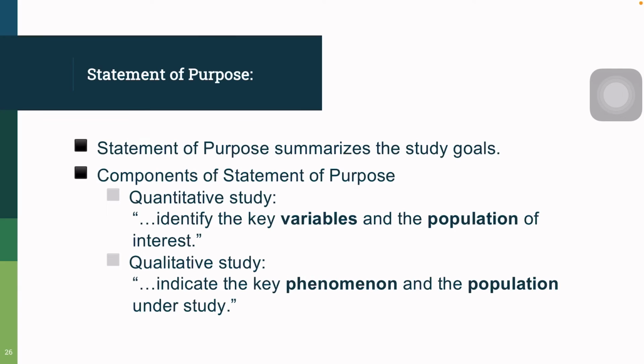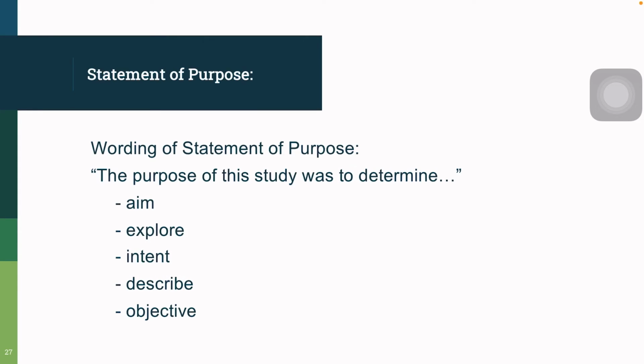It is easy to identify, as what I have mentioned a while ago, because you'll be using words such as the purpose of the study is to, or the aim of the study is to, and the objectives of the study is to. Now, these words are used explicitly. That is why it's easy for you to identify and make a statement of purpose. Now, wording for statement of purpose, as what I have mentioned, you can have the purpose of this study is to determine, or the aim of the study, or the purpose of this study is to explore, or the purpose of the study is to describe.